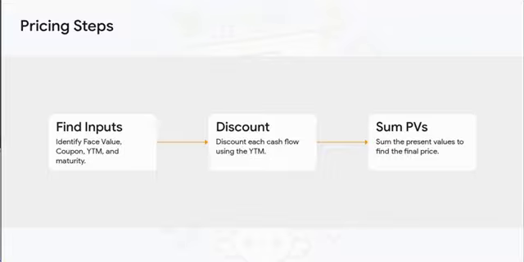In Step 2, we just discount each of those cash flows using that 8% yield. So year 1's $100 coupon is discounted by 8% for 1 year. Year 2's $100 is discounted for 2 years. And in year 3, we discount the final $100 coupon plus that $1,000 principal repayment. Step 3, you just sum those present values together.